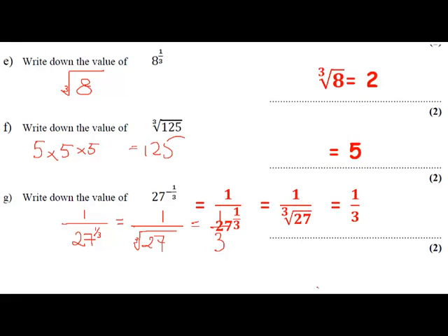You need to show all stages of this. As I indicated, 1 over 27 to the power of a third. 27 to the power of a third is the same as the cube root of 27. 1 over the cube root of 27, that's 1 over 3. That's it. This is a really straightforward question, popular in the exam. It could be as parts of questions. Make sure you understand all of them and are able to do them all.